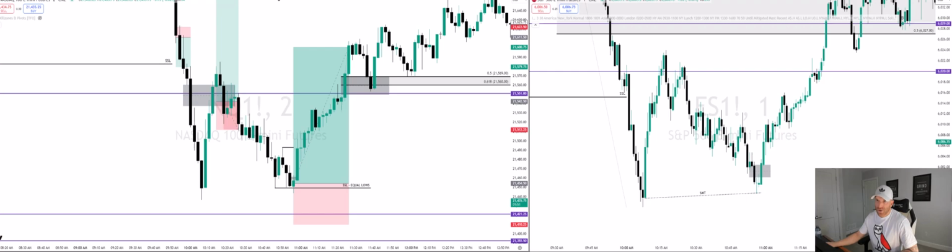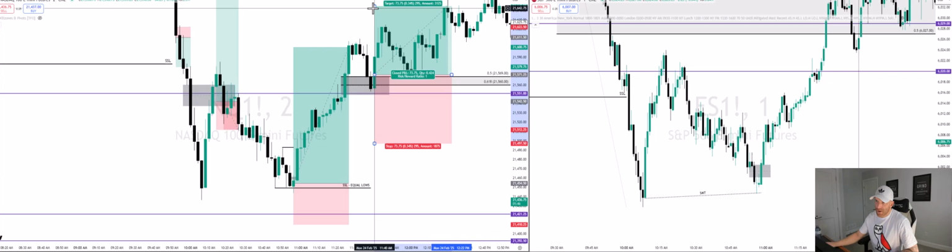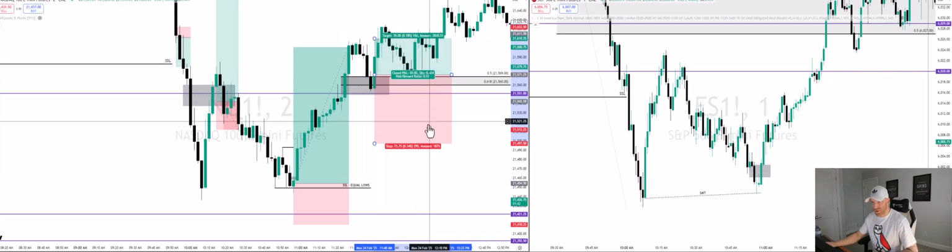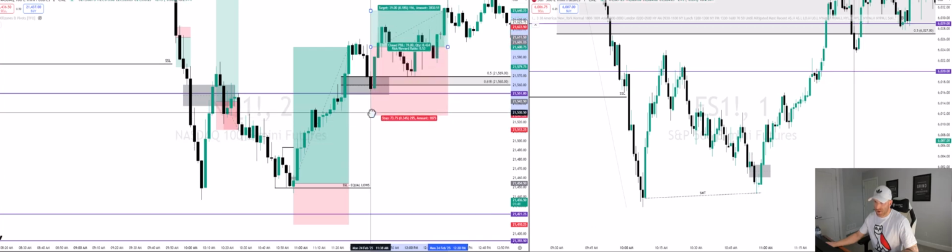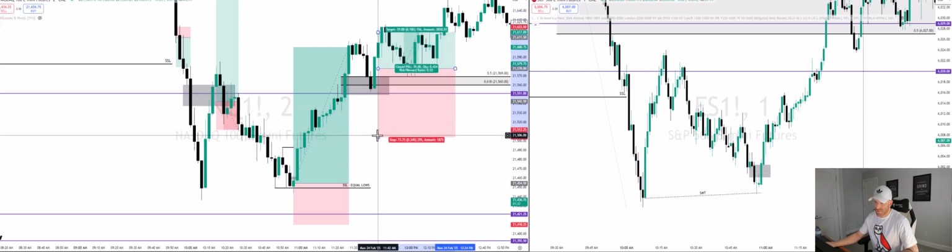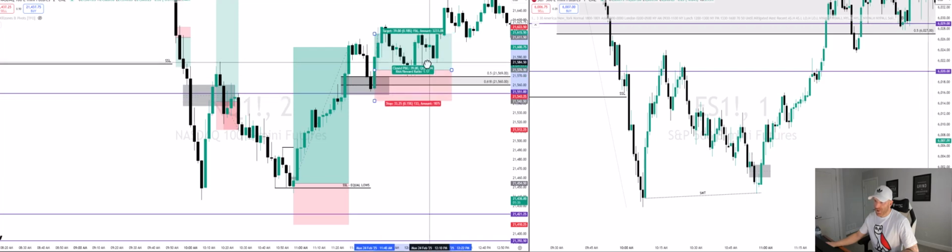You could take another entry right here, okay? We clear that candle. There you go, right there. Where's our target? These equal highs, 40 points, right? Where's our stop? Just below here, just below the level. So this model played out nice.